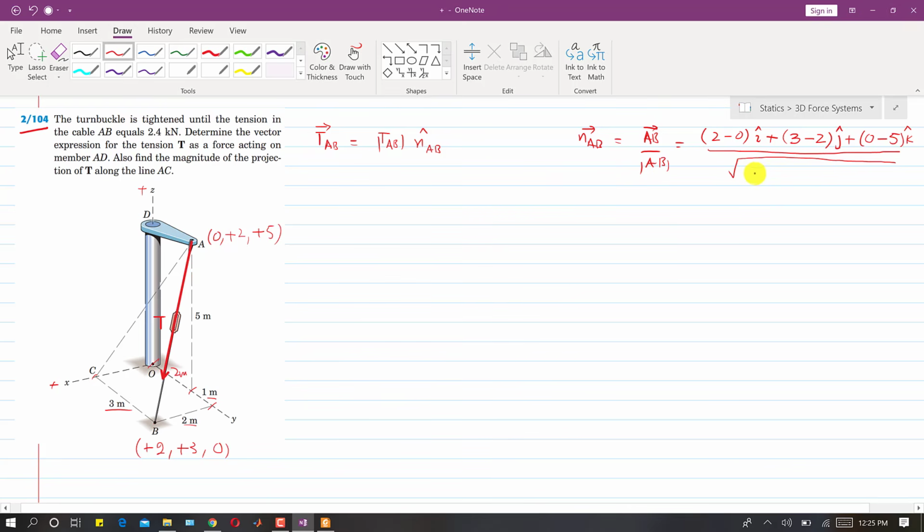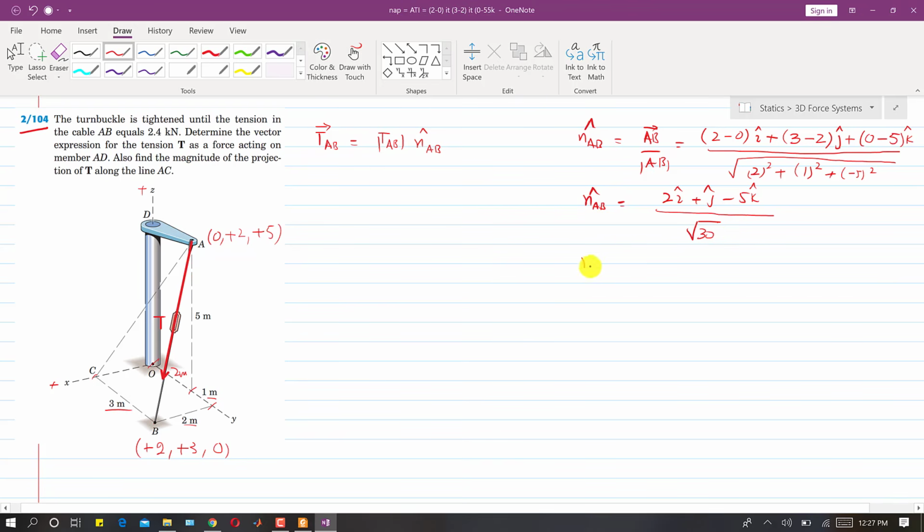So 2 minus 0 is 2, whole square, plus 3 minus 2, 1, whole square, plus 0 minus 5, so it is minus 5, whole square. So this will give us the unit vector, or the direction vector, I can say. So this is the direction vector, right? So NAB will be equal to 2i plus j minus 5k divided by the magnitude. If I calculate this, it is equal to under the root 30, right?